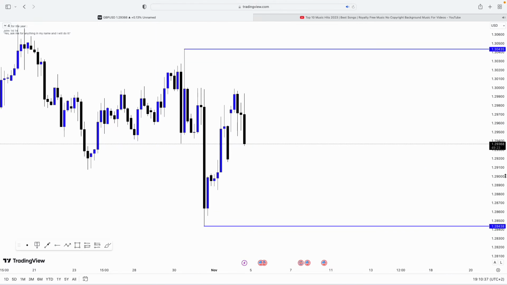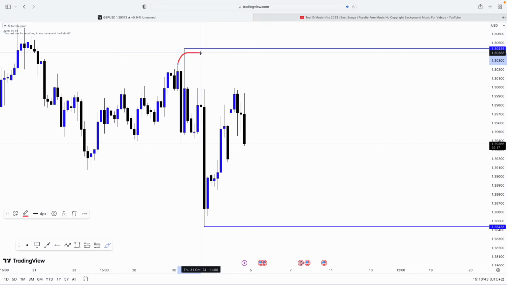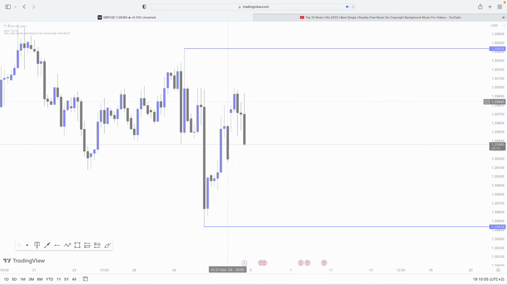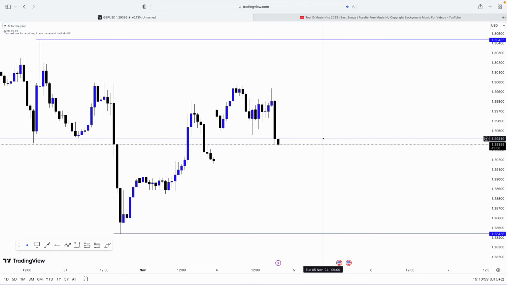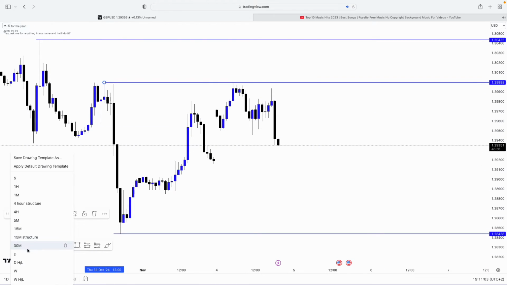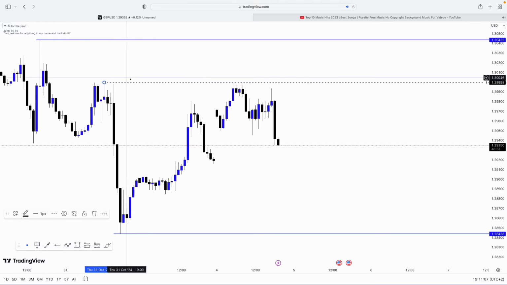So that was my 4 hour structure points, meaning below this high I will be looking for sells, and above this low I will not look for anything because I'm bearish. So now that I've determined my bias, I went down to the time frame where I map out my structure, which is the hourly. I did mark these out as liquidity levels that could possibly be taken out.